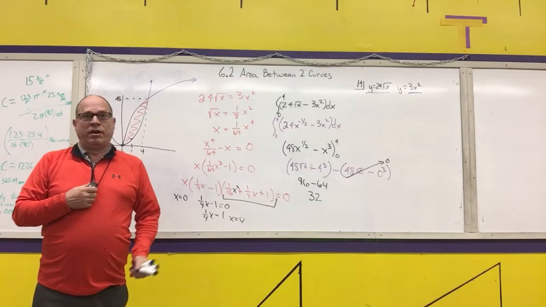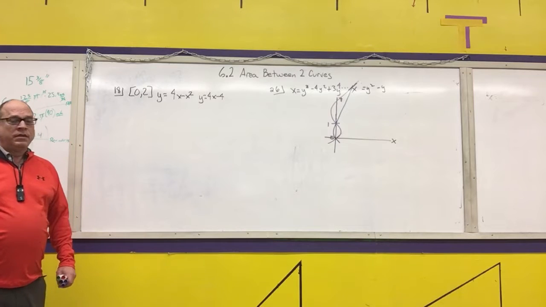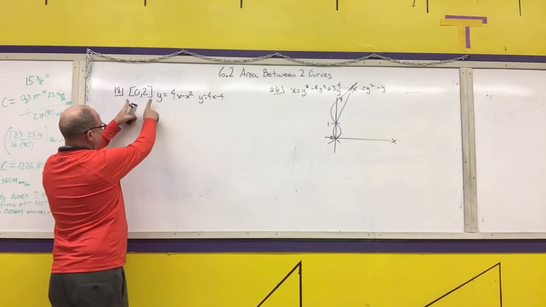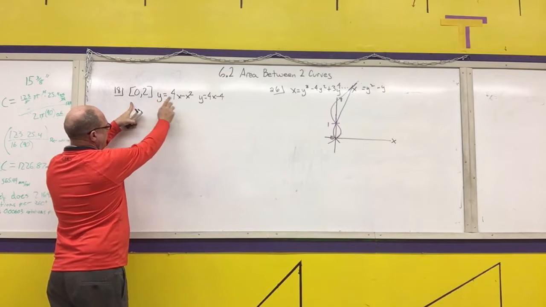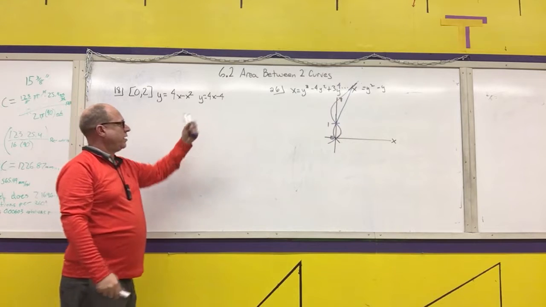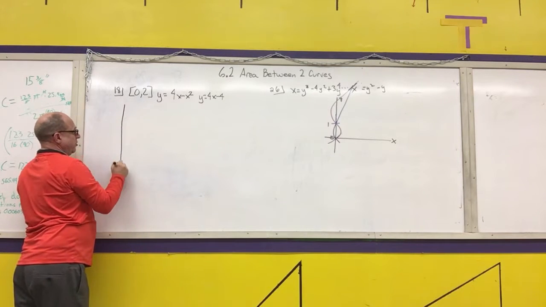So I'm going to erase the board and come back with a couple more examples. The next example is problem number 18. It wants to know the region on the interval from 0 to 2 closed of the two functions 4x minus x squared and 4x minus 4. So again, the first thing I want to do is sketch their graphs.